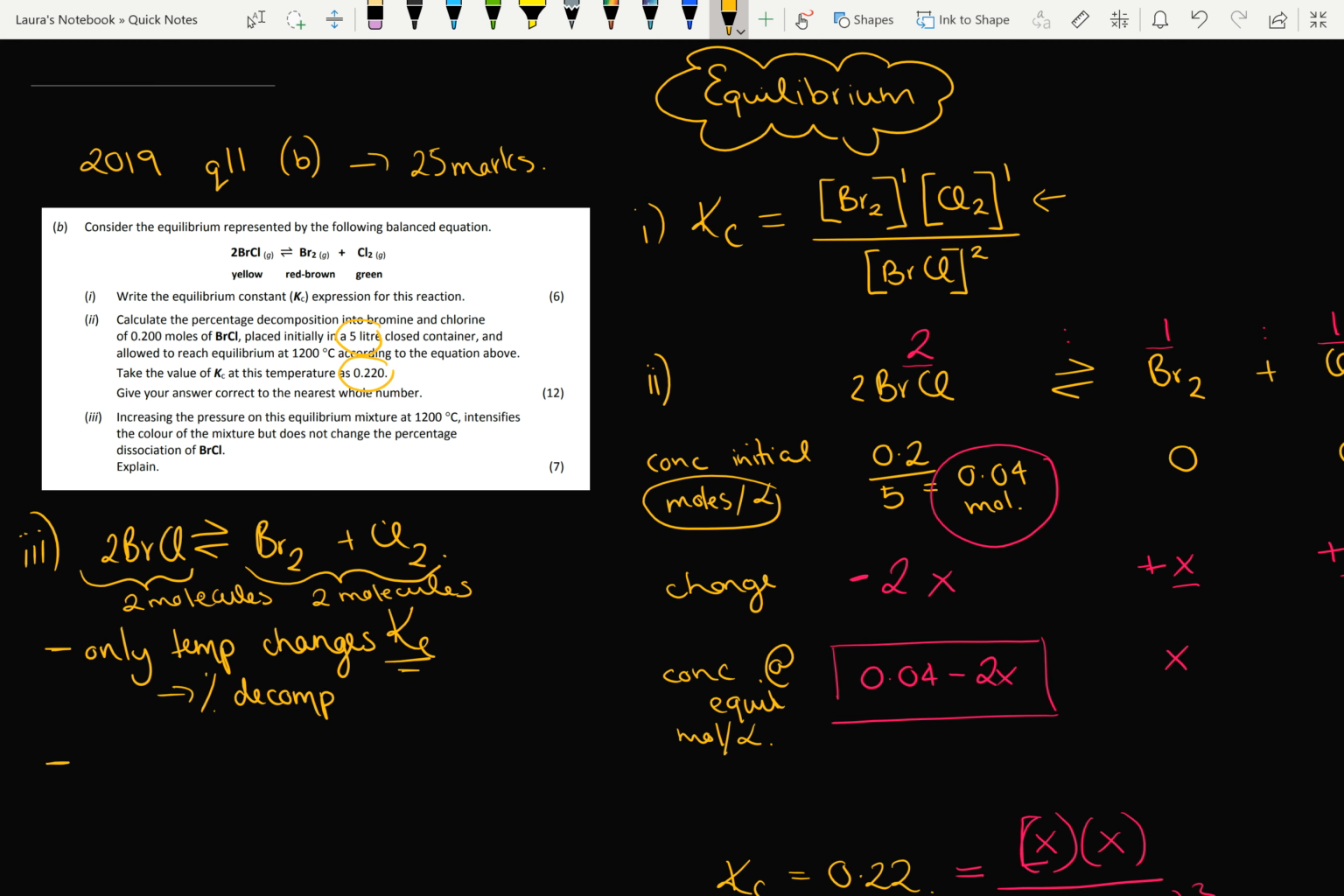Now, why does the color intensify? Well, because we are decreasing the volume by increasing the pressure, we're actually making the gases more concentrated. And if you think about your Ribena, the more concentrated it is, the more intense the color is. So that's going to intensify the color. So a couple of reasons there. It's only worth 7 marks, so I would give 2 answers just to cover all your bases. So that's the 2019 question.